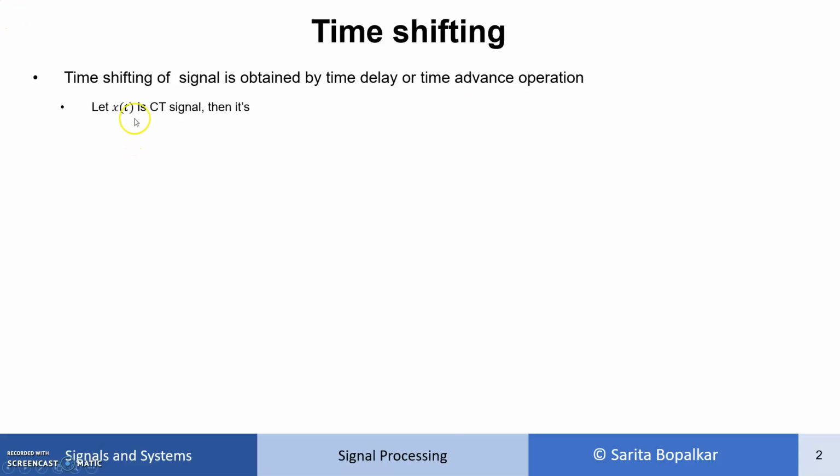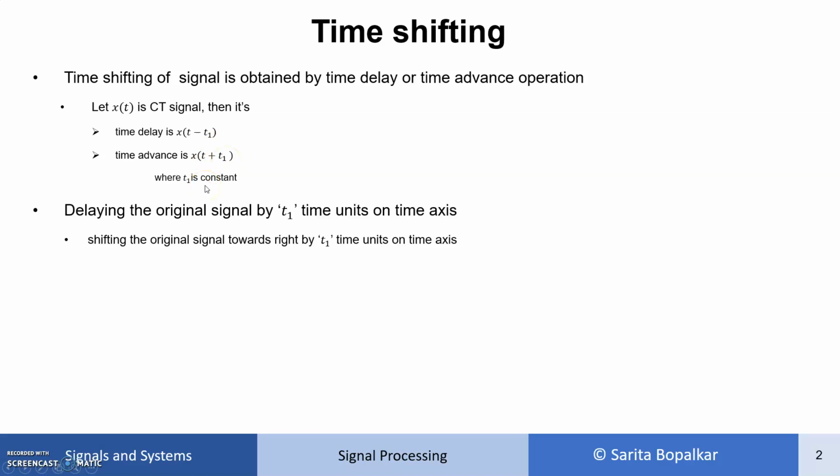Let x of t be a continuous time signal. Then its time delay is denoted as x of t minus t1. That means your signal gets delayed by t1 time units. Similarly, time advance is denoted by x of t plus t1. Your signal gets advanced by t1 time units. t1 is a constant time unit.